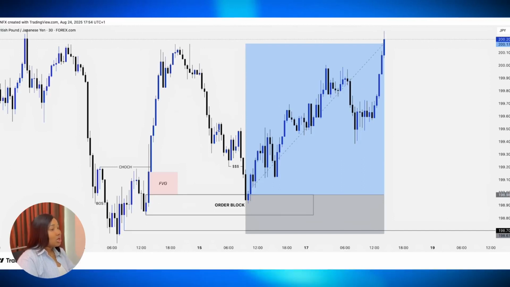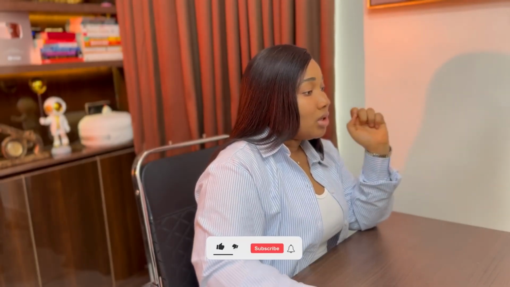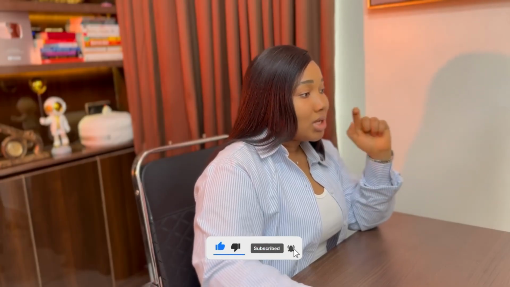So in our next video, I'll be breaking down how to take entries with the fair value gap. Remember, we are talking about the 4 entry models for smart money concepts, and we've been able to tackle that of order block. This one is pretty much popular. So in our next video, which is the part 2 of this particular video, we'll talk about how to catch smart entries with fair value gap.